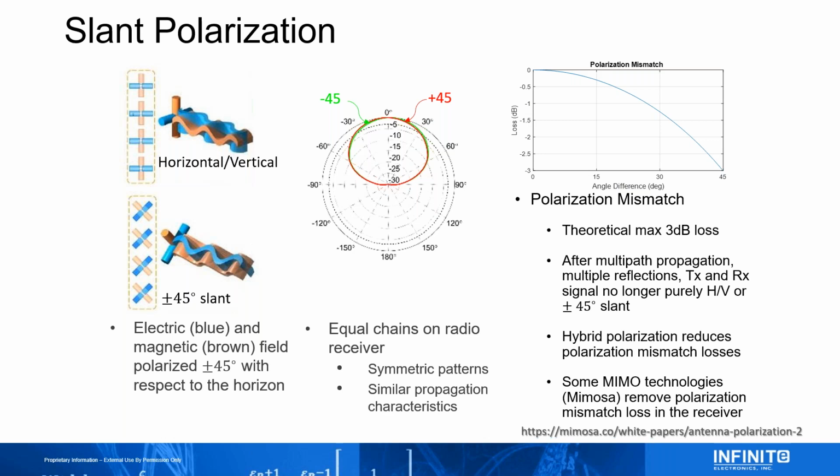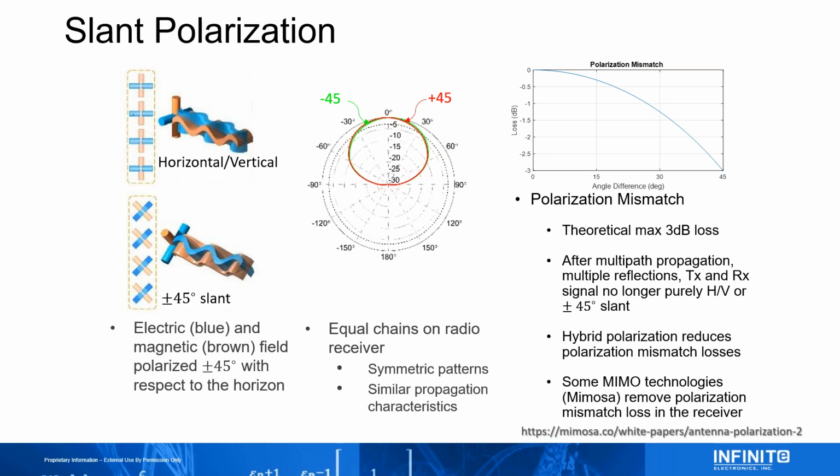Now, what happens if you have a horizontal-vertical AP sector and a 45 slant CPE sector? Well, theory tells us that you should see a maximum 3 dB loss due to the mismatch. But that's not going to happen in the field because of all this multipathing, reflection, and just the way the wave propagates, even when not in line of sight. You're not going to see this 3 dB.